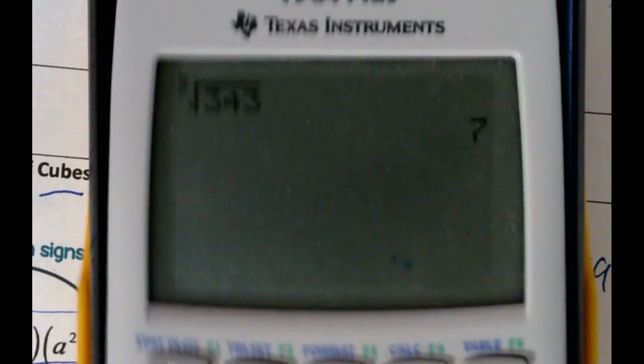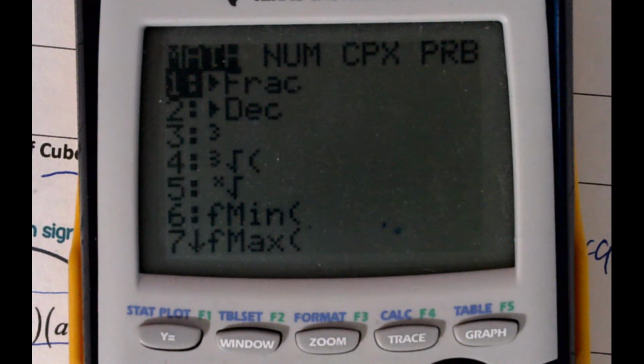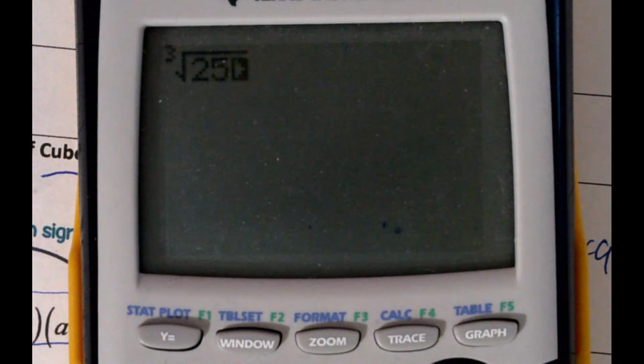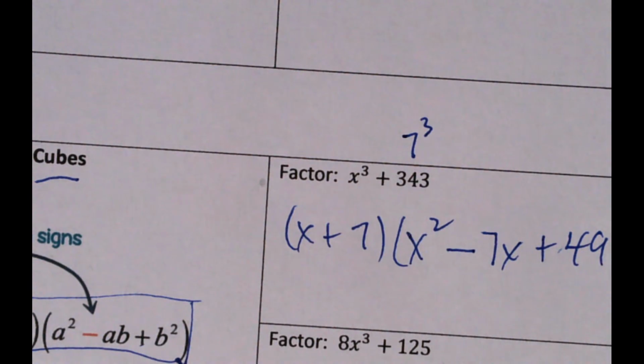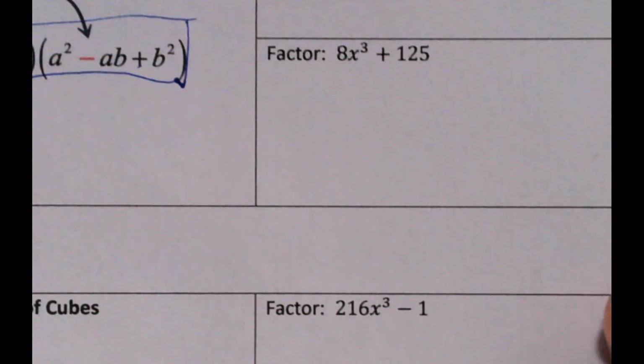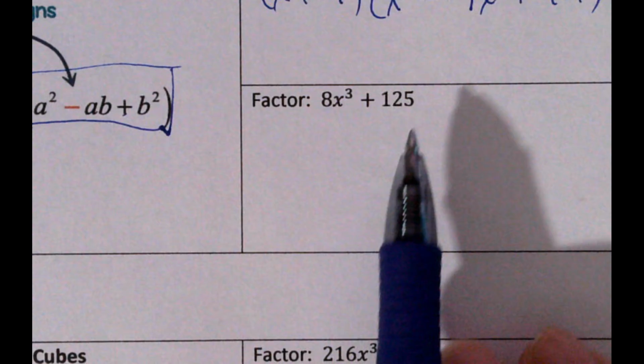Now, if you don't know your cubes, which is fine, not many people do, okay? If you put it into the calculator and it comes out as a decimal, then it's not a perfect cube. That probably means there's a common factor involved. So if it doesn't come out a perfect cube and it looks like it should, look for a common factor. In this example, 8 is a perfect cube and 125 is a perfect cube.